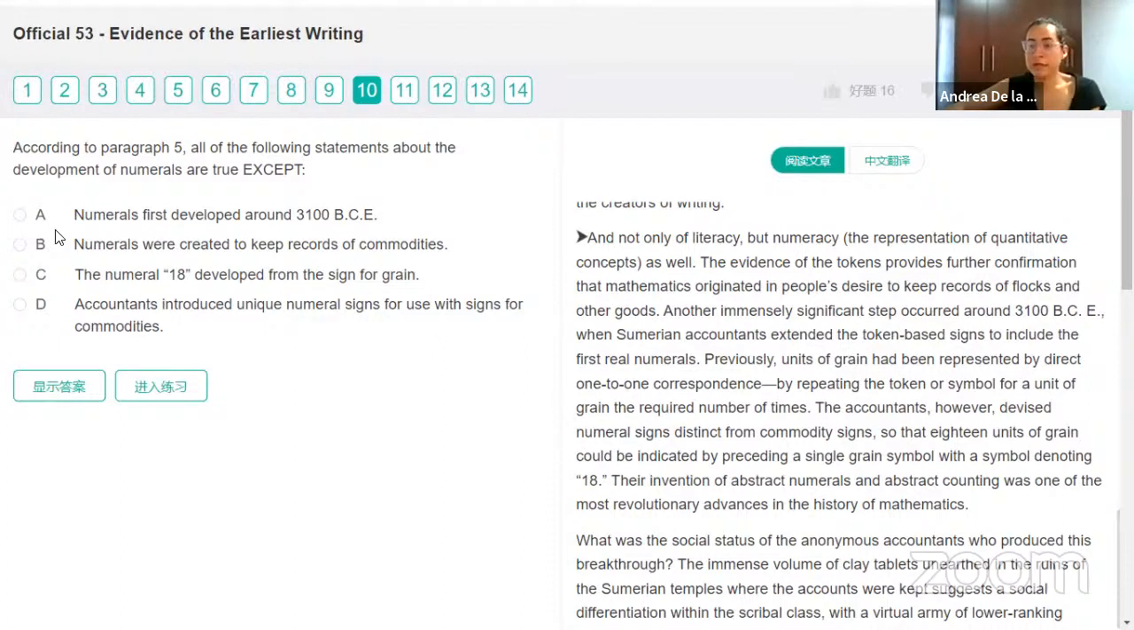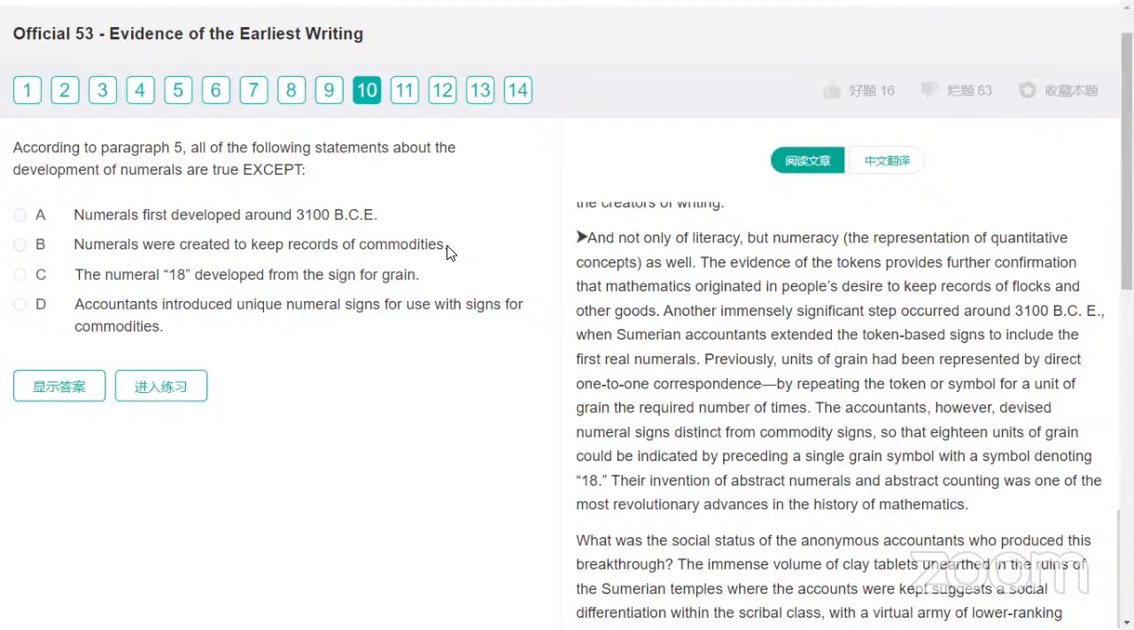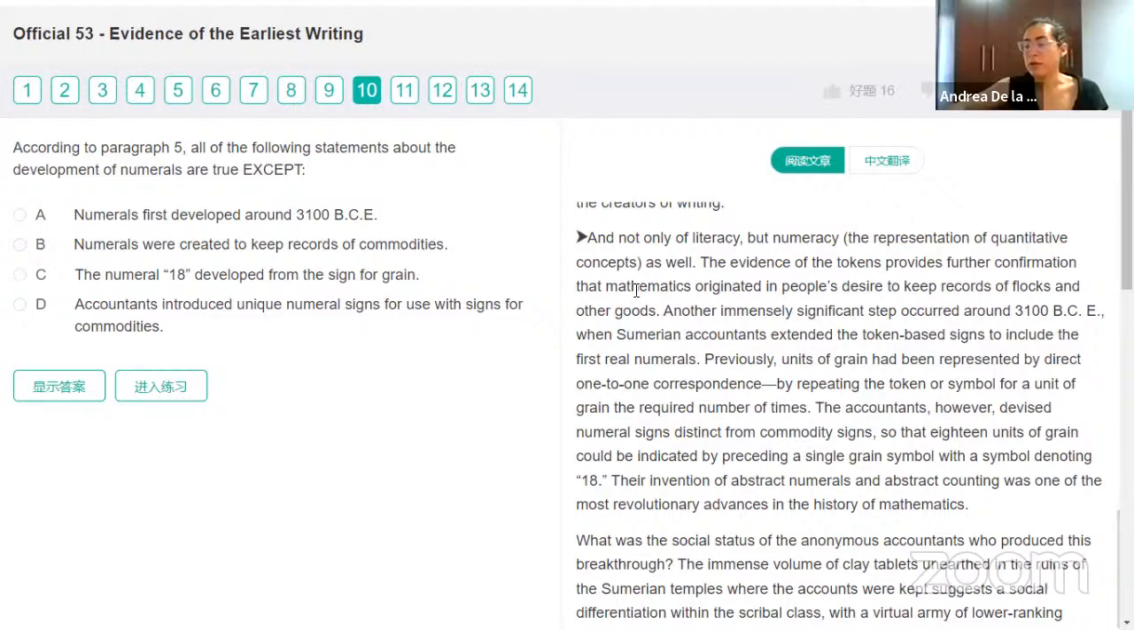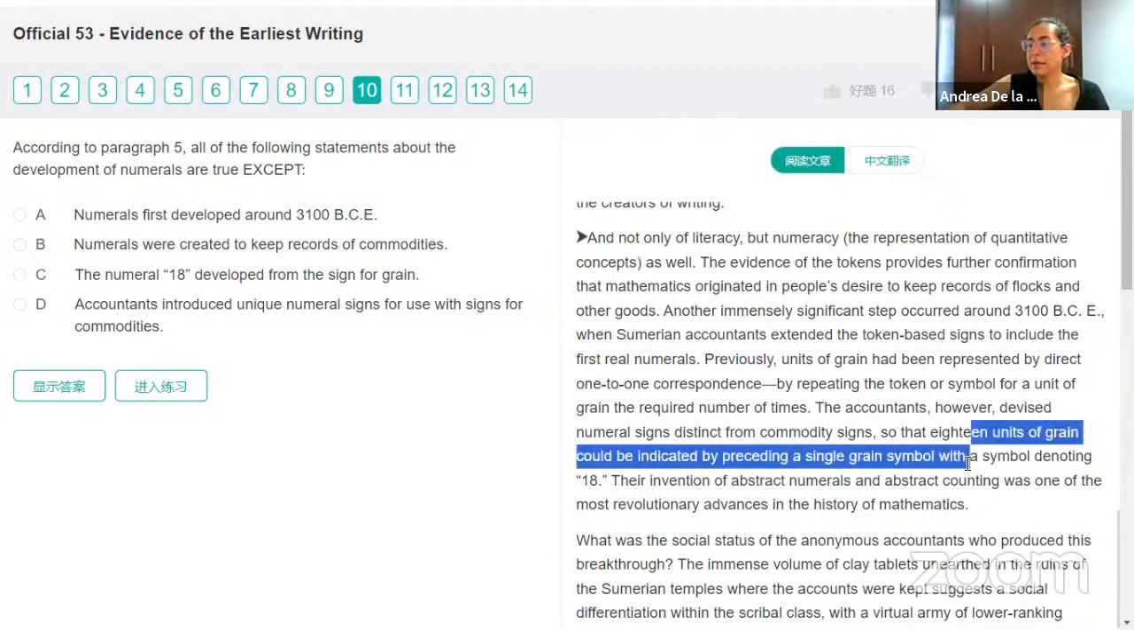Pero si vamos a leer las otras opciones, dice, numerals were created to keep records of commodities. Is that true? Yeah, because the evidence of the tokens provide for information that mathematics originating in people's desire to keep records of blocks and other goods. Exactly. So they wanted to keep records of commodities. Y por eso también nos dan el ejemplo. Dice, devise numeral signs distinct from commodity signs, ¿no? Entonces, si querían registrar 18 unidades de granos, entonces estaban manteniendo los records de los bienes.